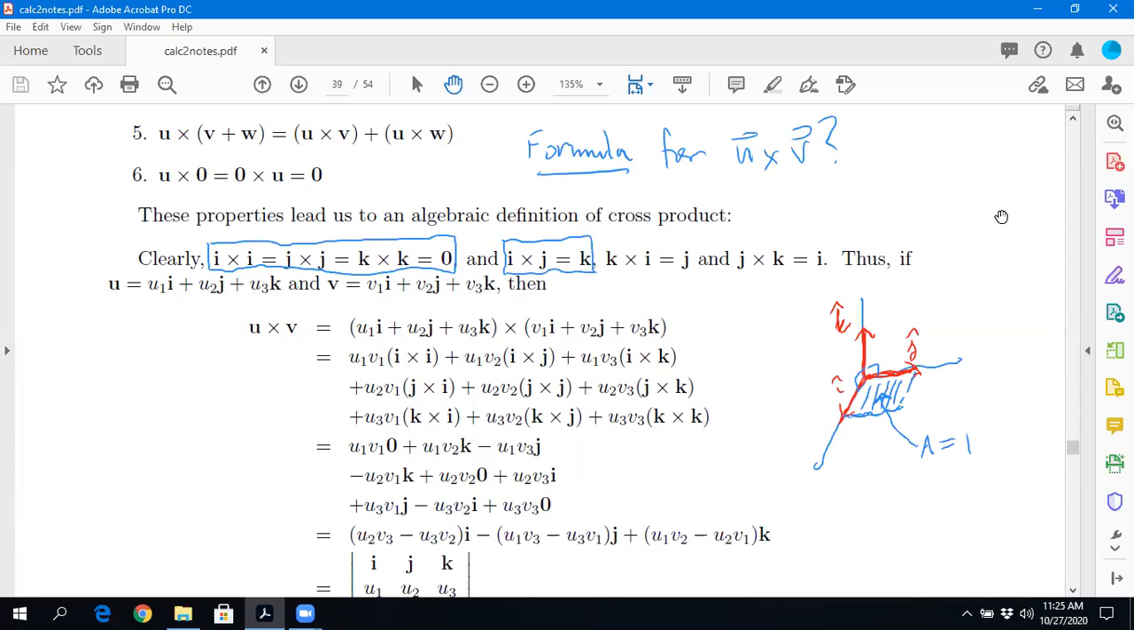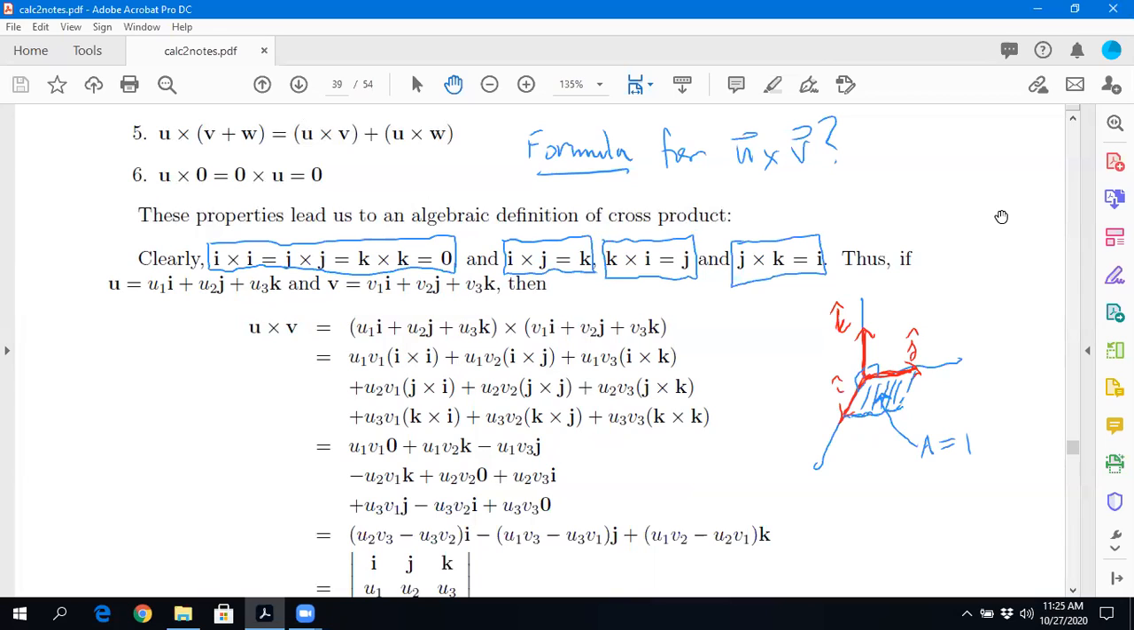Similarly, K cross I: if I put my right arm up towards K, and I curl my fingers towards I, my thumb is pointing in the direction of J. You see that? K cross I should be J. J cross K, right? So I put my right arm towards J, I curl my fingers up towards K, my thumb is pointing towards the positive x-axis. J cross K is I.